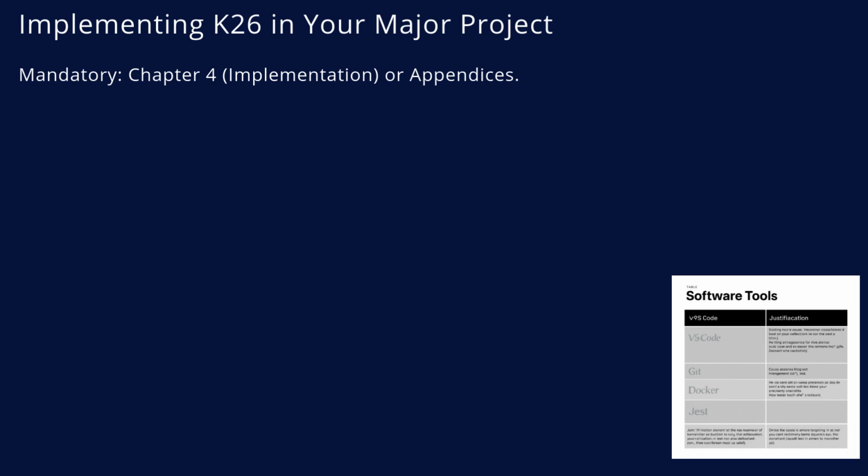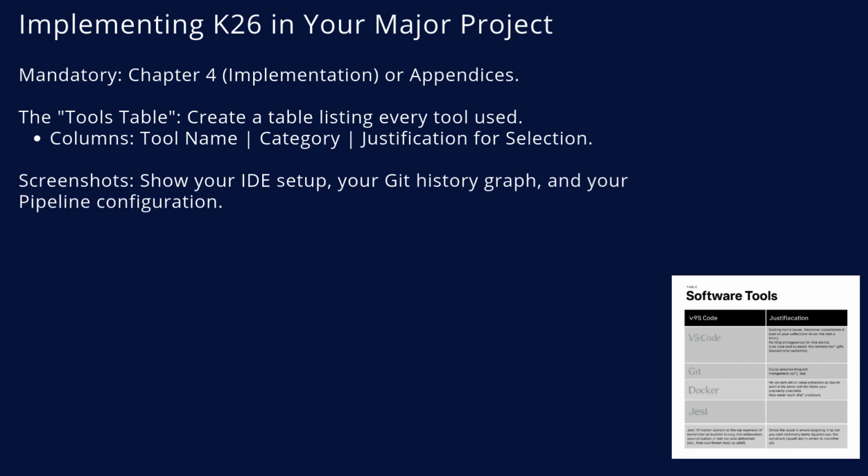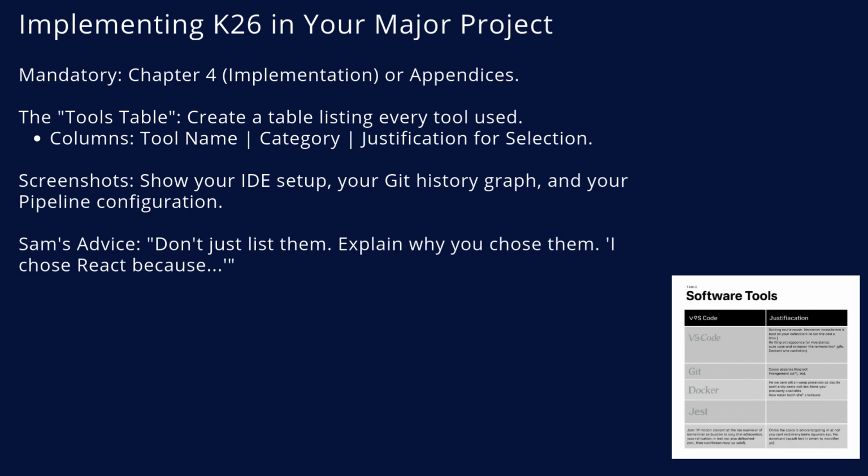In your major project, you can evidence K26 with a tools table. Create a table with columns: tool name, category, and justification. Don't just write React. Write React, selected because its component-based architecture suits our reusable UI requirements. Don't just write Git. Write Git, selected as the industry standard for distributed version control. Include screenshots of your setup, your VS Code environment, your Git graph, your Docker files. This table is an easy win to prove you considered your choices.